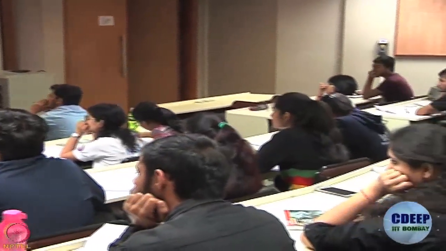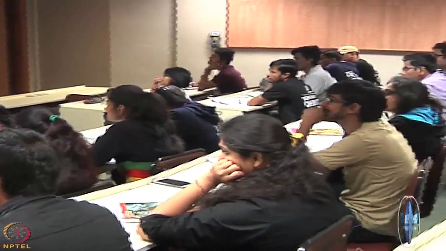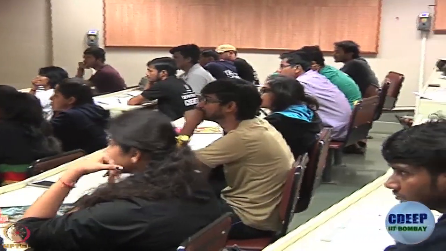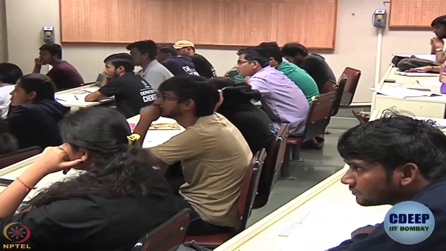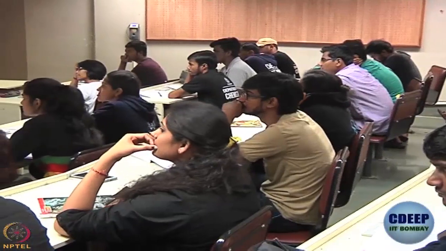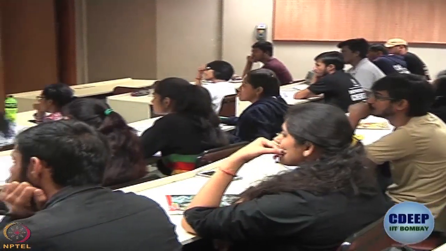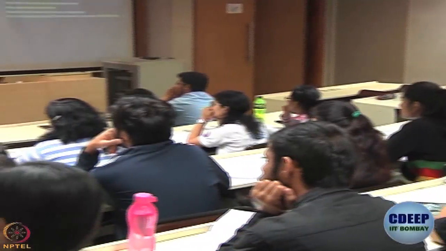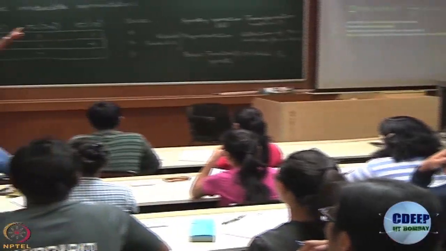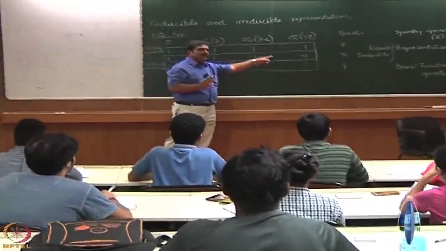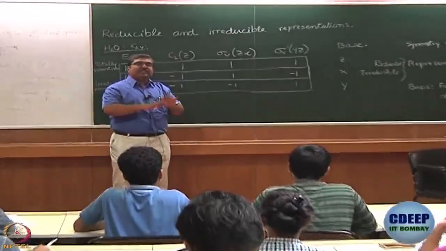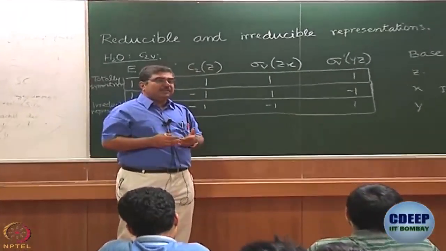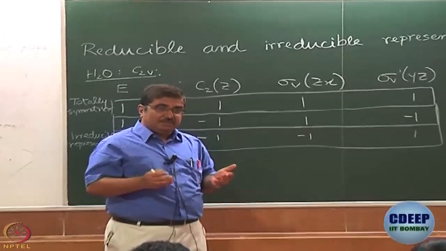And the physical significance is these representations are also called symmetry species. So, this is one kind of symmetry behavior, it can be 1 1 1 1, symmetric to everything. Another kind of symmetry behavior is symmetric with respect to E, antisymmetric with respect to C2, symmetric with respect to sigma V, antisymmetric with respect to sigma V'. So, there are certain combinations that will be allowed, certain combinations that will not be allowed.